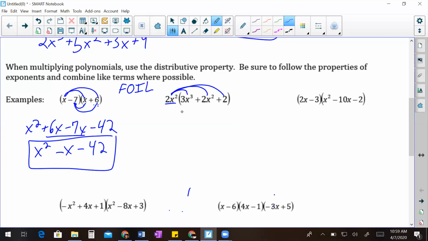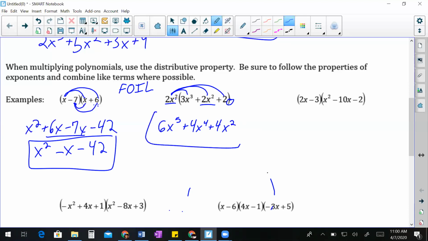We add them. So 2x squared times 3x cubed gives us 6x to the 2 plus 3, which is 5. Then 2x squared times 2x squared, well, 2 times 2 is 4. And x squared times x squared, so that becomes x to the 2 plus 2 power, so x to the 4th. And then the last one, 2x squared times 2. No letters here to worry about. So this just becomes plus 4x squared. And that is our answer.